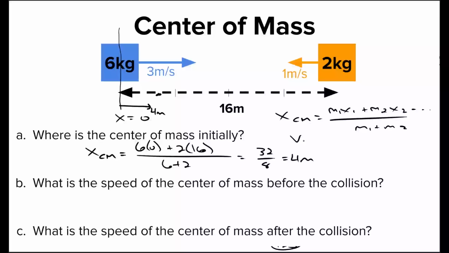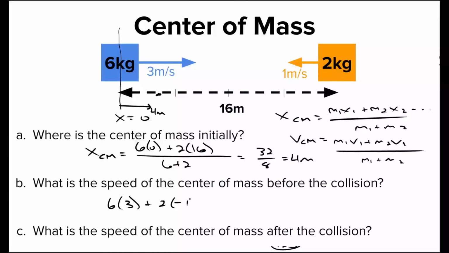It's the same formula. Look how easy this is: m1 v1 plus m2 v2. Just replace these x's with v's, you still divide by the total mass, and that's the velocity of the center of mass. So I could say 6 times 3 plus 2 times negative 1. I'm talking about velocities now, so I've got to throw that negative in there. Divided by 6 plus 2, I get 18 minus 2 is 16 over 8. Oh my goodness, I get 2 meters per second.